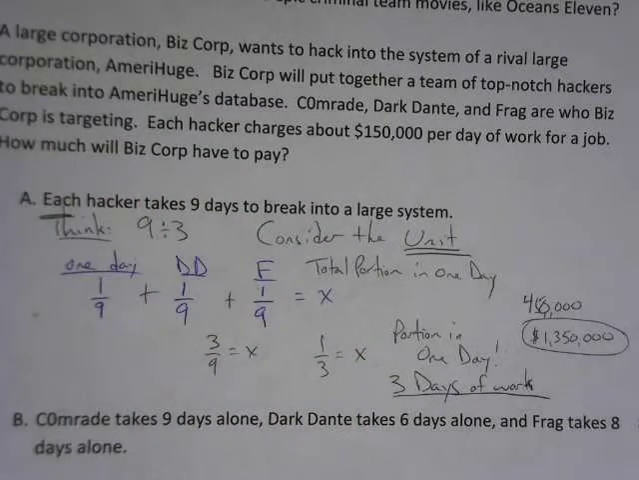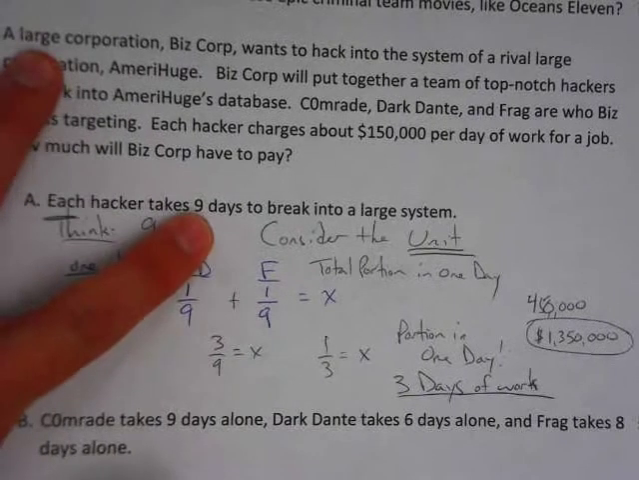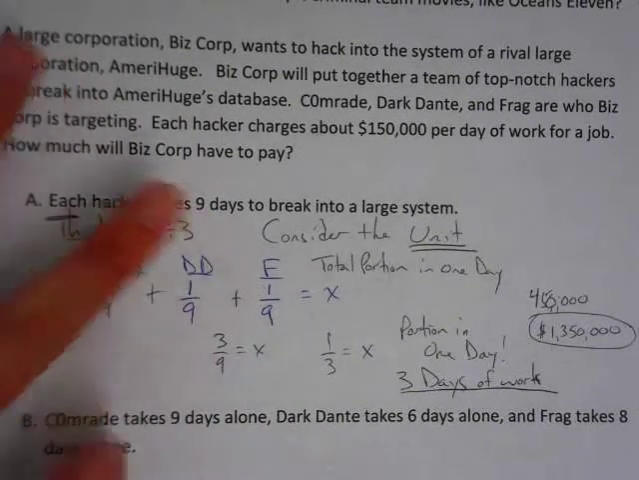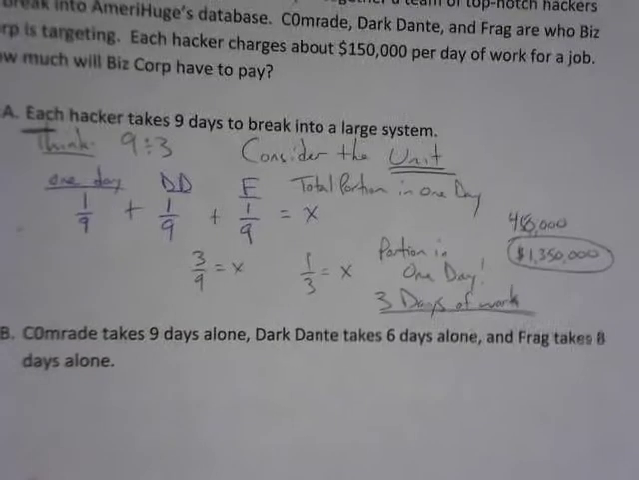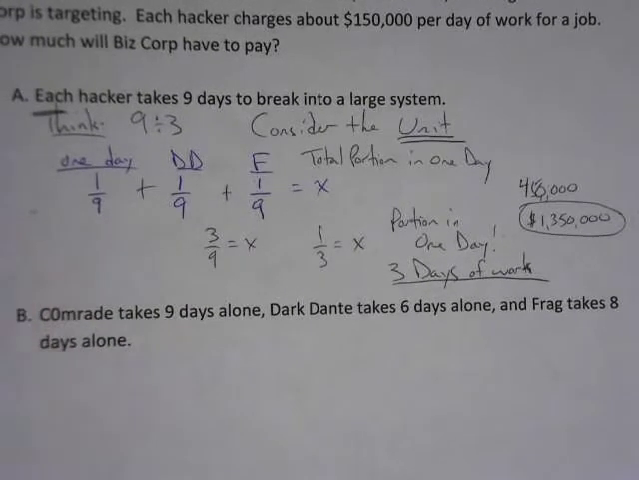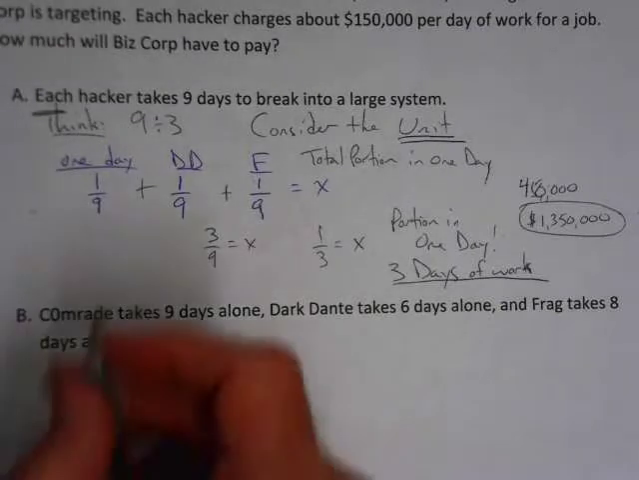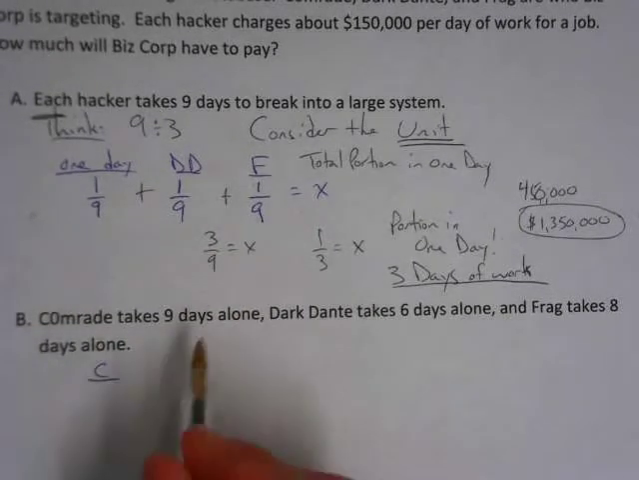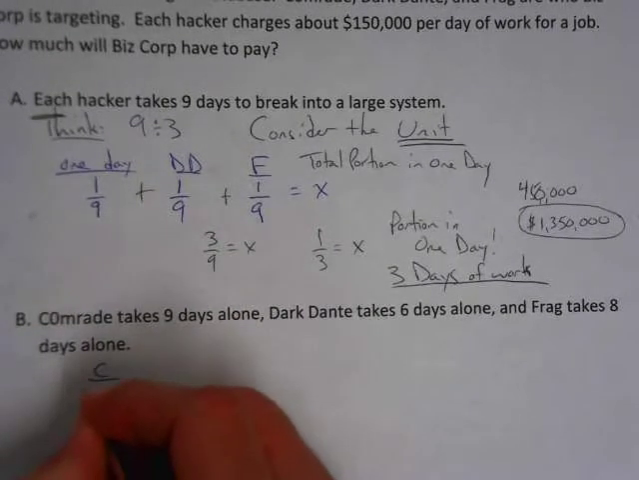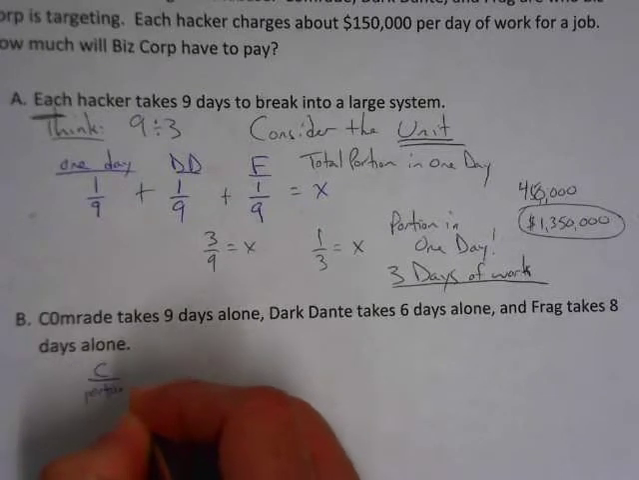All right, so where things get complicated, though, is what we're saying each hacker takes 9 days. What if we start throwing wrinkles in the situation here, right? What if Comrade takes 9 days by himself, Dark Dante takes 6 days by himself, and Frag takes 8 days by herself? So now we're going to have Comrade's portion in 1 day.